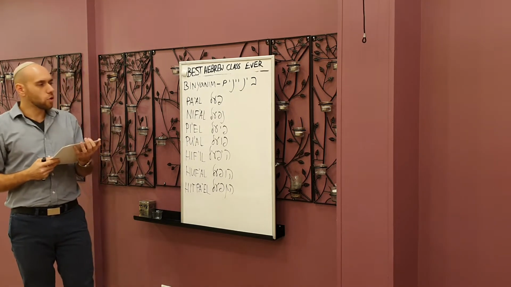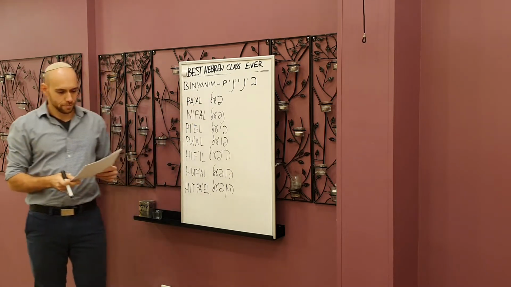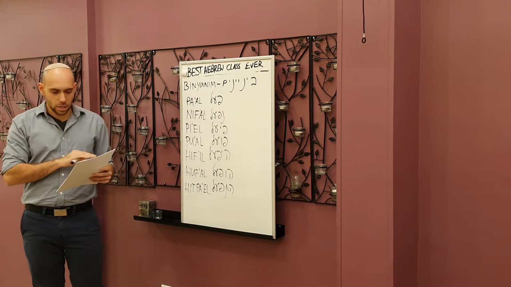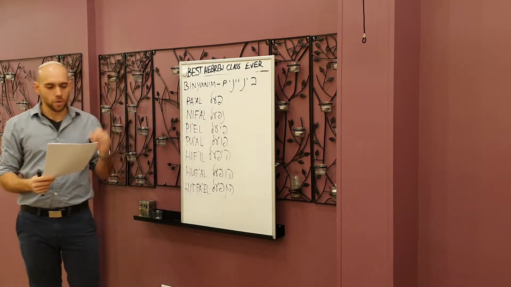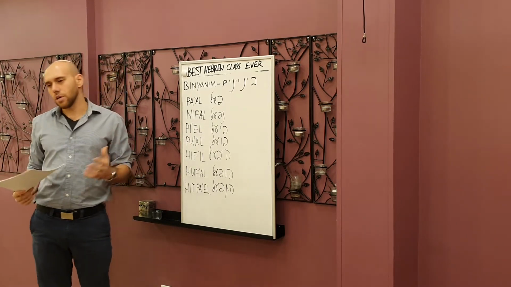The most common form of all verbs is the pa'al form, and it's the most basic form. Okay, and this one is always transitive or intransitive, and always in the active voice. So what does that mean, transitive, intransitive?